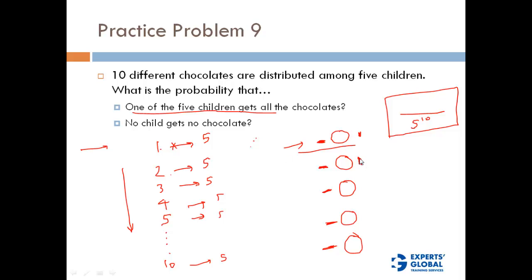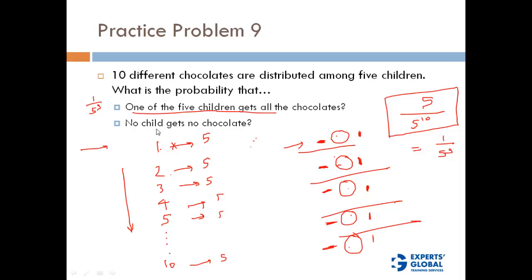Similarly, there is only one way in which this can happen for each of the other children. And these are all alternatives to each other, in the sense that one of the five children gets all the chocolates. The probability of that is the probability of A getting all the chocolates plus the probability of B getting all the chocolates plus this plus this plus this. So the total number of events we are talking about here is 5. We just add them. Correct? So the probability is going to be 5 divided by 5 raised to 10. It's going to be 1 divided by 5 raised to 9. This answer, 1 divided by 5 raised to 9, is the probability of one of the 5 children getting all the chocolates.